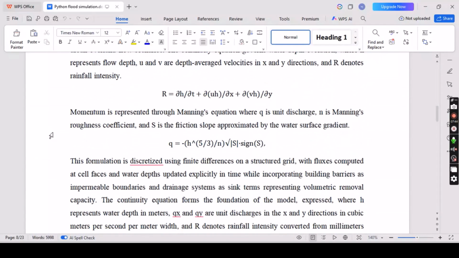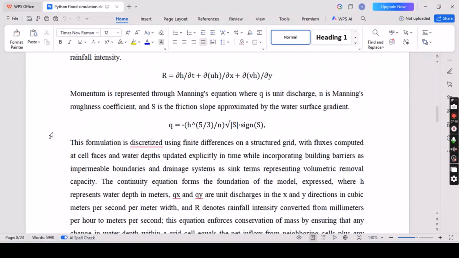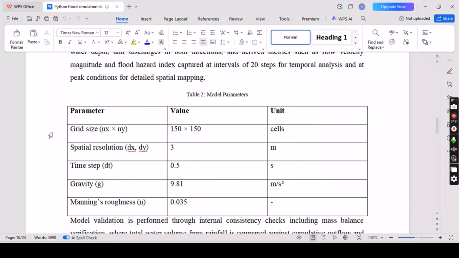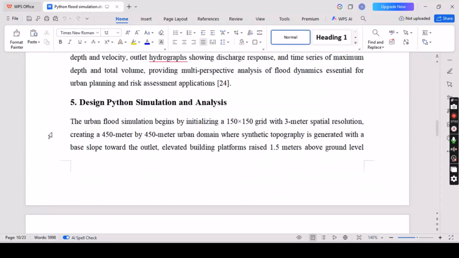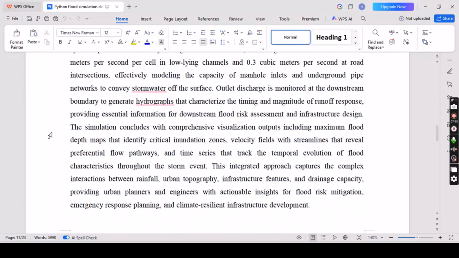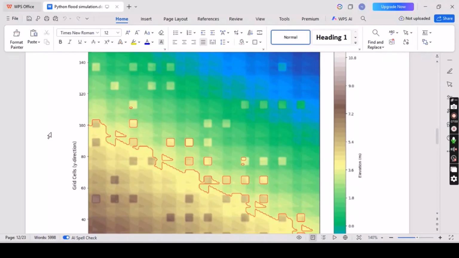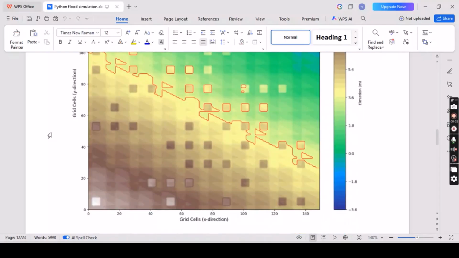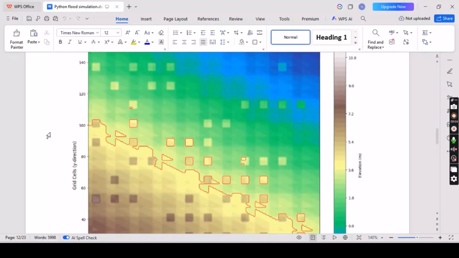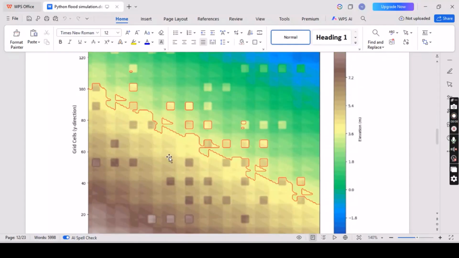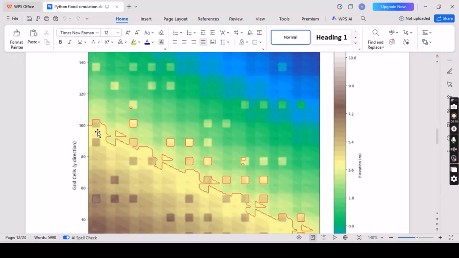The mathematical approach is here, in which we have identified the equations and methodology, as well as the model parameters, and then designed the Python simulation with urban topography and building footprints. These are the building footprints within the urban topography, because basically they are the basis for the grid cells as well as the elevations.